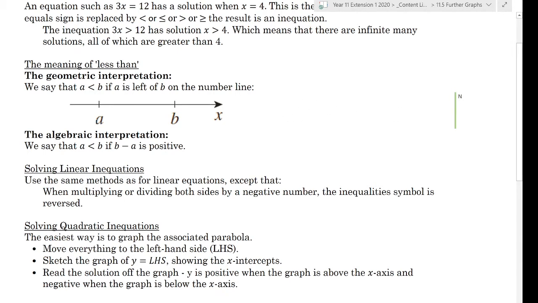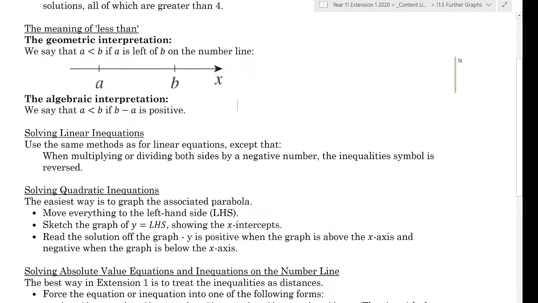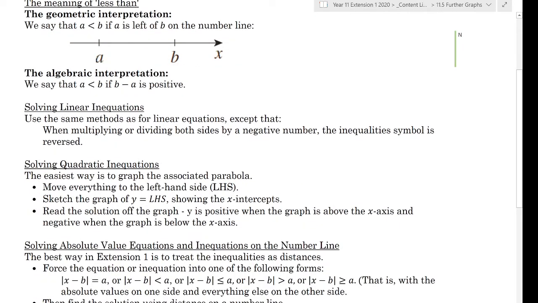And we say that if A is less than B algebraically, that is that B minus A is positive. So the bigger number minus the smaller number will be a positive answer. So that's pretty straightforward. So solving linear inequations, we use the same method as for solving a linear equation, except that now the only difference is when we multiply or divide by a negative, we have to swap the sign.